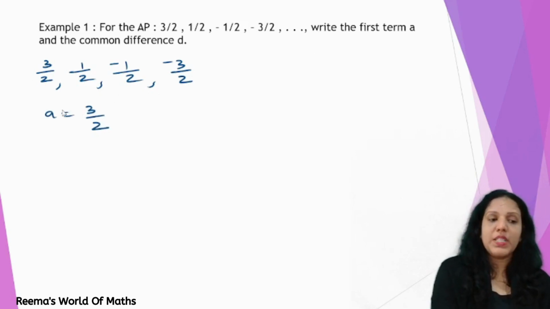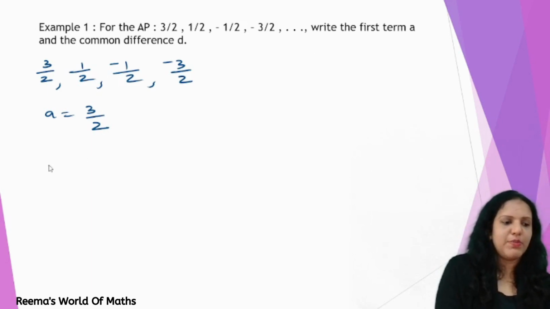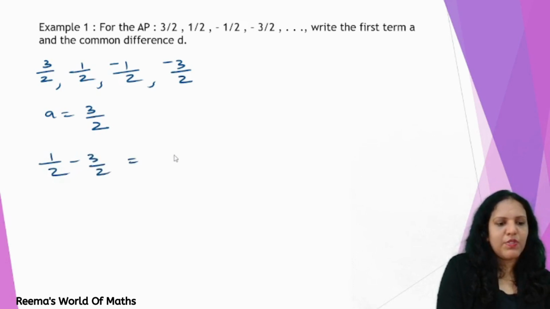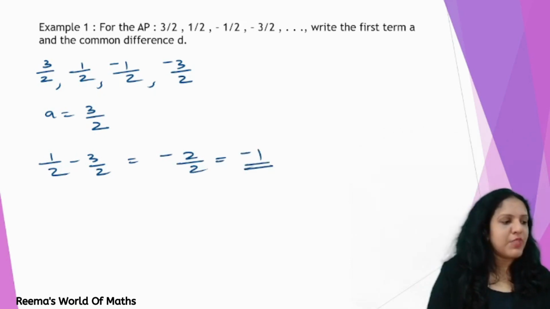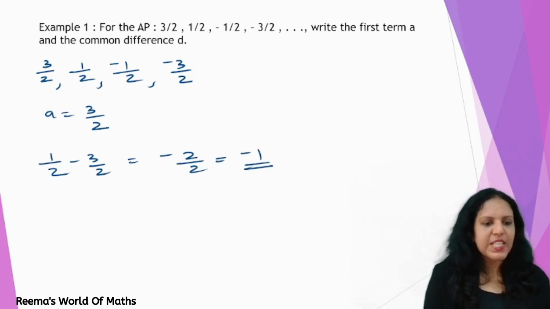So the common difference will be the difference between two consecutive terms. The second term is 1 by 2 minus 3 by 2, so that will be minus 2 by 2, which is minus 1. So the common difference between the first two terms is minus 1.